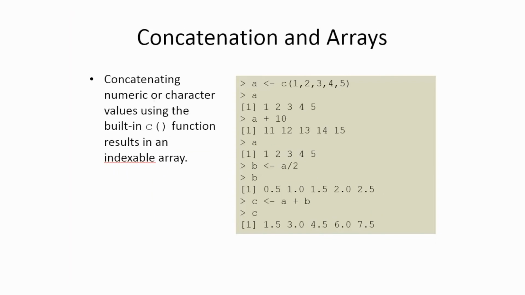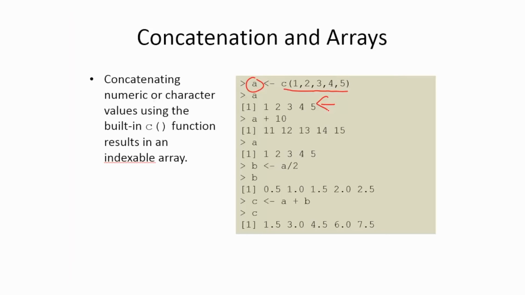Arrays are another important part of R and another type of object. An array is created as a concatenation of values. There is a built-in function called c, which stands for concatenate, that takes multiple values and puts them together. So here we've got a, and a is now assigned the value 1, 2, 3, 4, 5 as an array. In fact, if you print out a, you get multiple values.